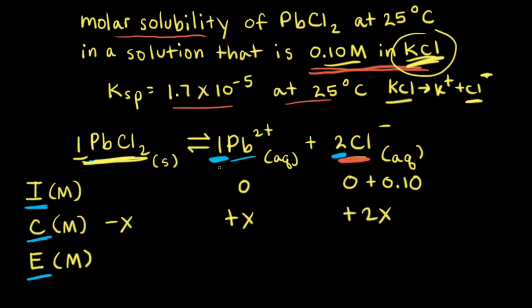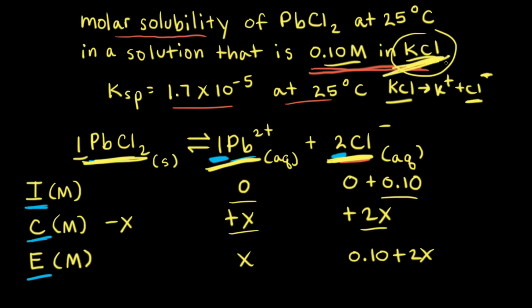So for the equilibrium concentration of Pb2 plus, it would be 0 plus X, or just X. And for the equilibrium concentration of the chloride anion, it would be 0.10 plus 2X. So the 0.10 came from the potassium chloride, and the 2X came from the dissolution of lead 2 chloride.